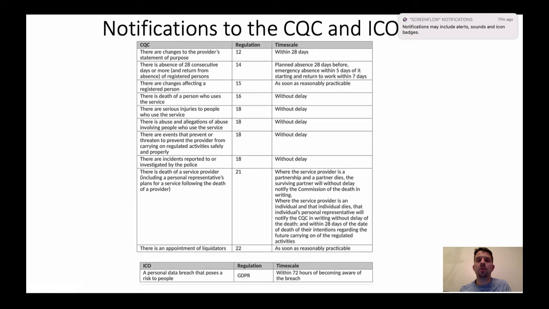Obviously, they would need to be informed without delay. If it was just a change to the provider's statement of purpose, that would be Regulation 12, and we'd need to provide that within 28 days. The ICO, so that's the body who governs information, a personal data breach that poses a risk to people. The timescale for that under the GDPR policy will be 72 hours of becoming aware of the breach.